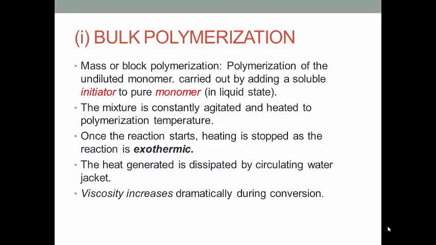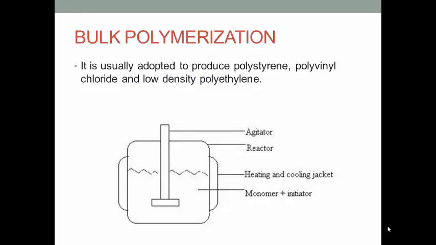Once the reaction starts, the heating is stopped, as the reaction is exothermic. The heat generated is dissipated by circulating water through a jacket. Viscosity increases dramatically during conversion. An agitator is used to stir, and a reactor chamber is used for this entire process. Heating and cooling jackets are used to control the temperature, and monomer plus initiator are used to form polymers like polystyrene, polyvinyl chloride and low density polyethylene.